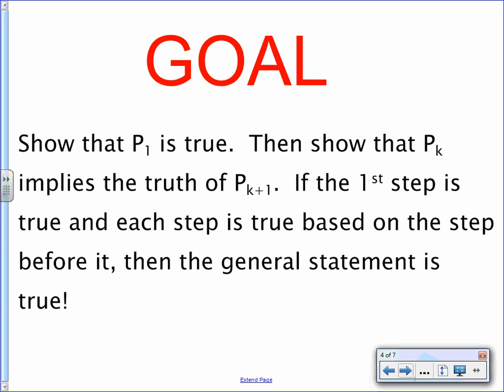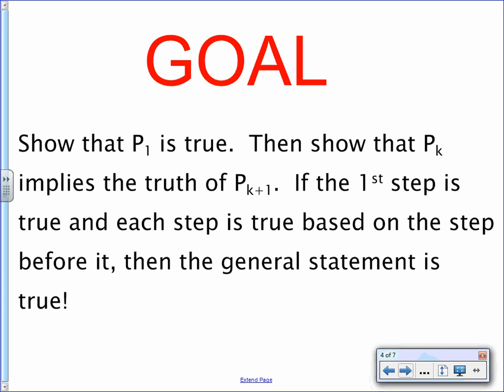So let's go back to this. We're basically going to have 2 steps in this process. Step number 1, show that it's true for 1. We have to set up our first domino. Showing that it's true for 1 is the first step, and it's going to be the easy step.